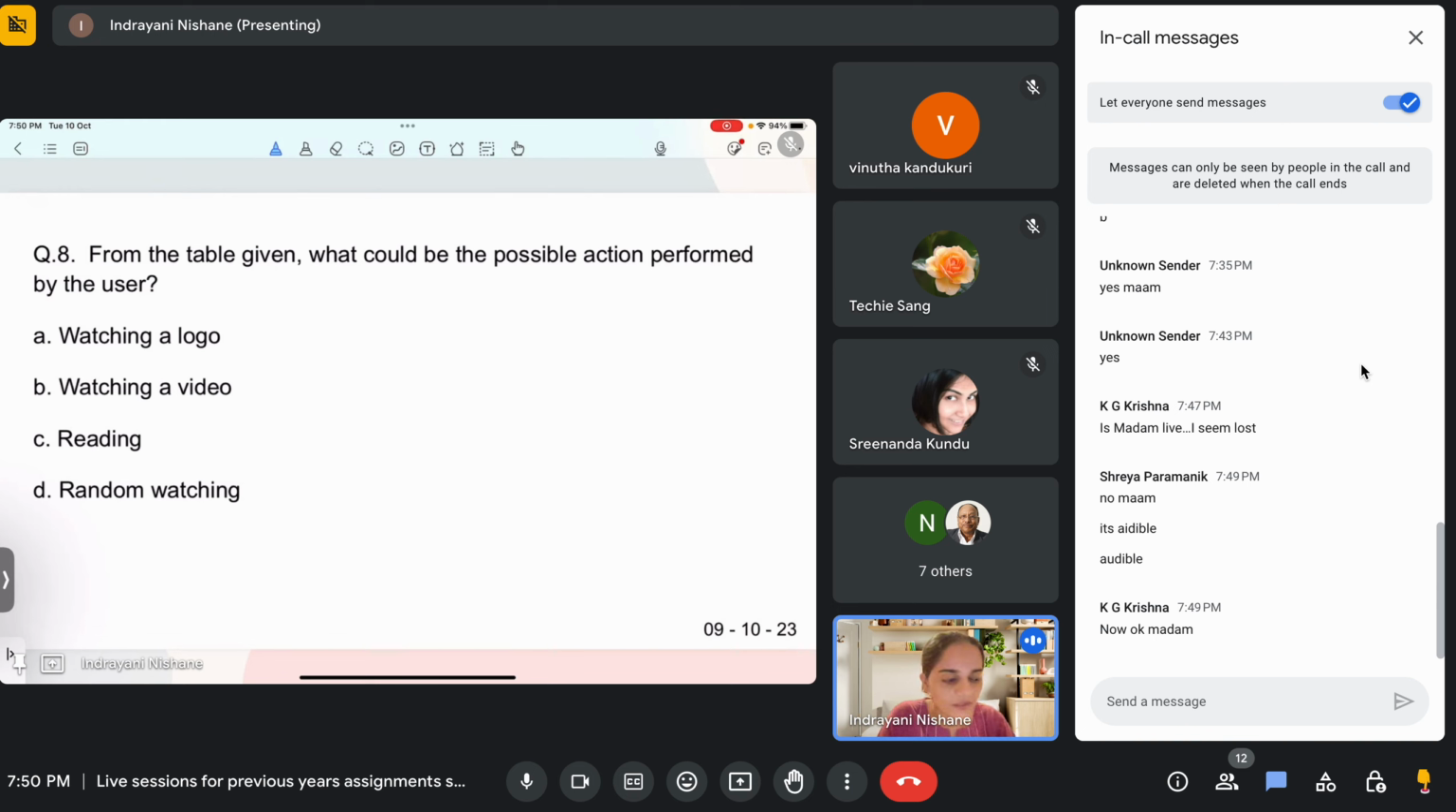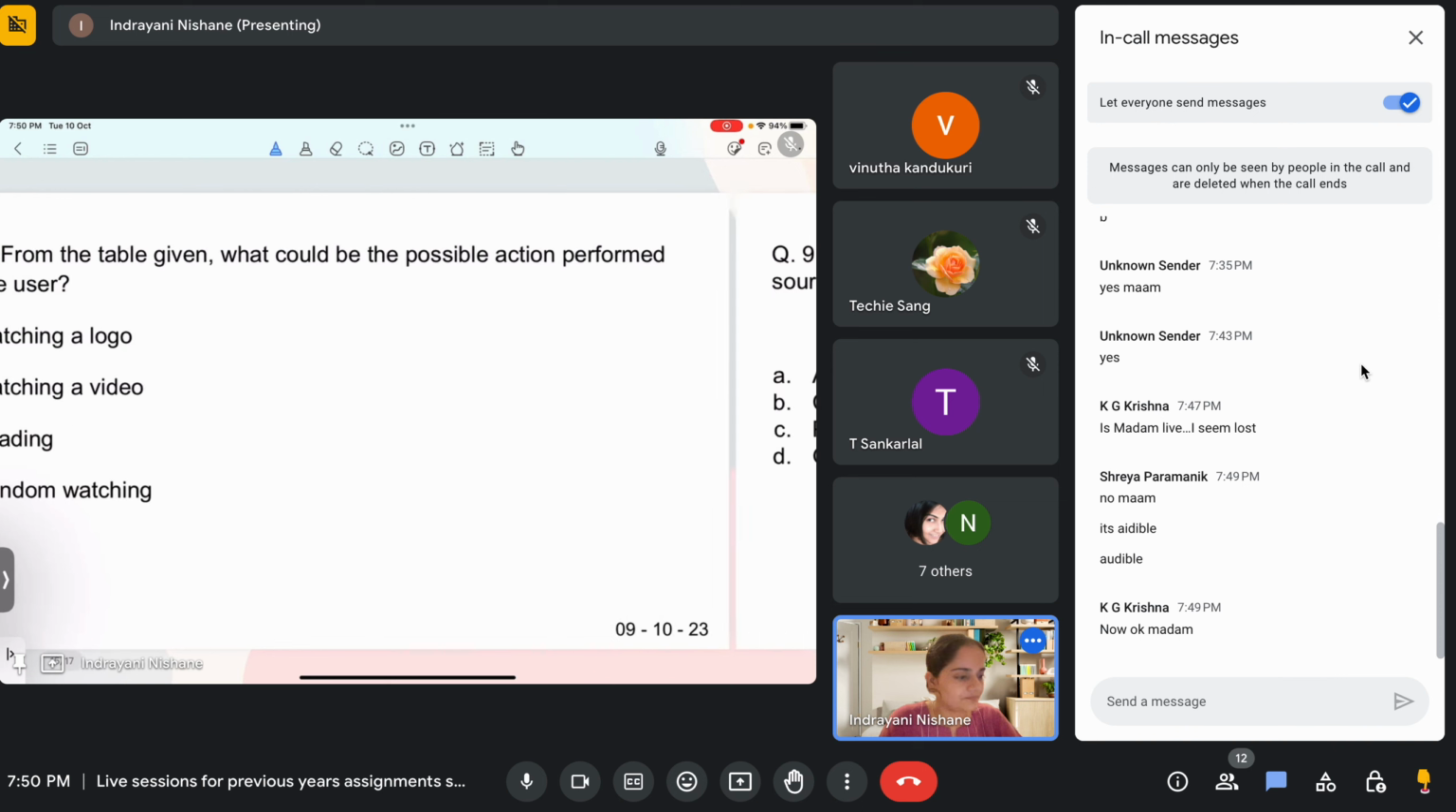So we were on this question: what kind of action could possibly be performed by the user? We already did it when we first saw the table. Somebody gave the answer: reading. Yes, because the y coordinate is constant and x is changing. If this is the y coordinate and this is x and we are reading, only the x coordinate is changing and y remains constant for that particular row. So a reading action is being performed here.